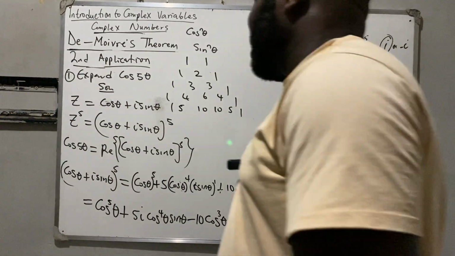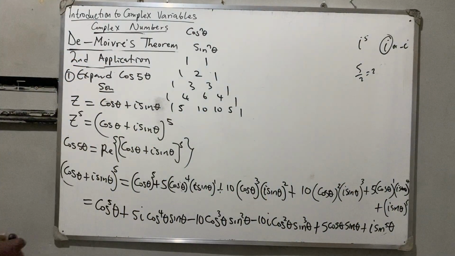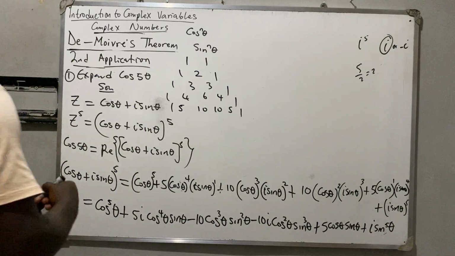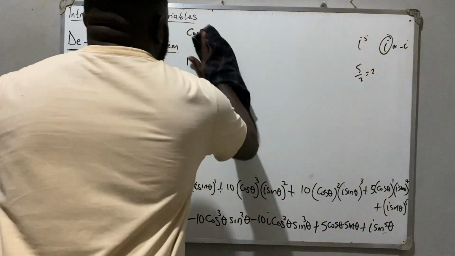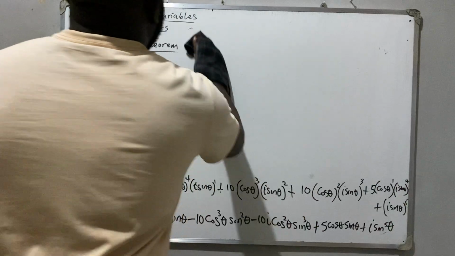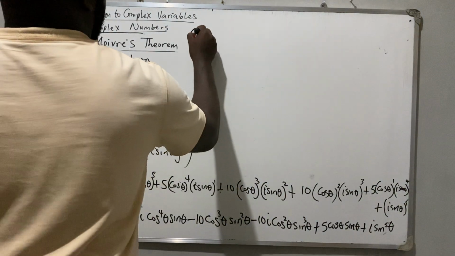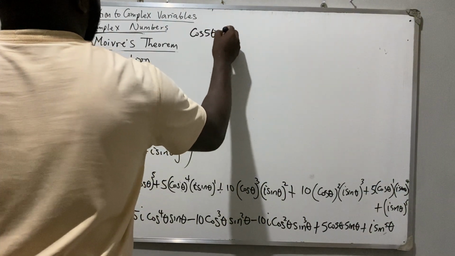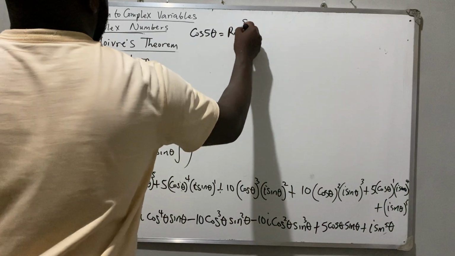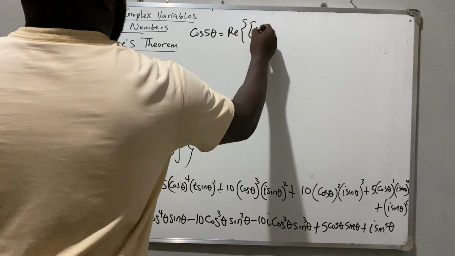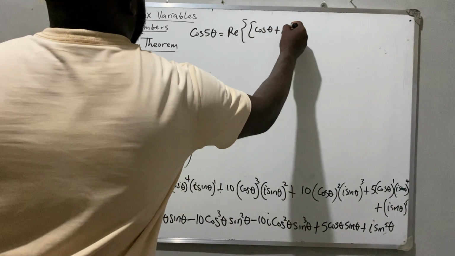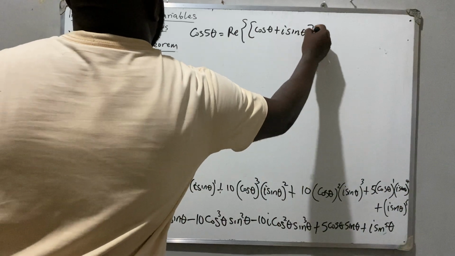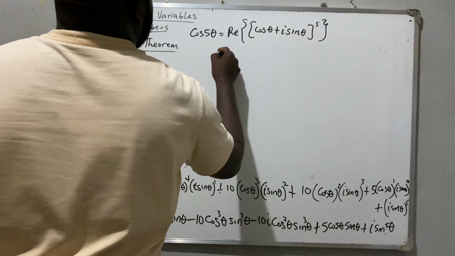Remember that we are only interested in the real part, the one that does not have i. So therefore our cos 5 theta is only the real part. Our cos 5 theta we are looking for is just the real part of this expansion, the real part of cos theta plus i sine theta raised to power 5. Okay, so let's take only the real part.